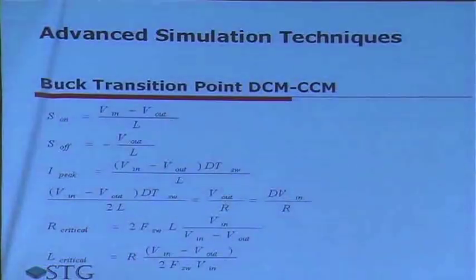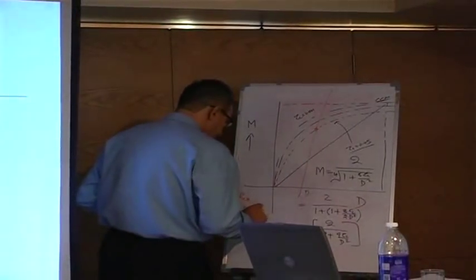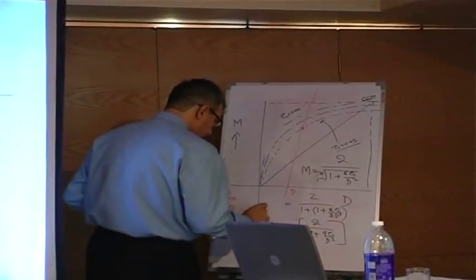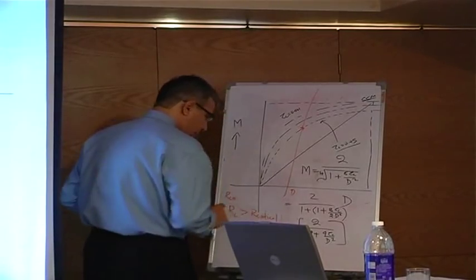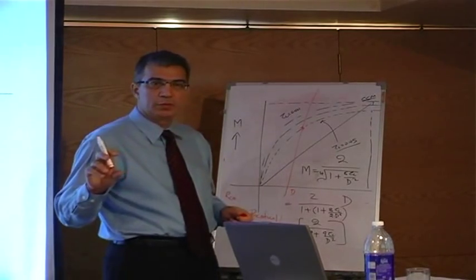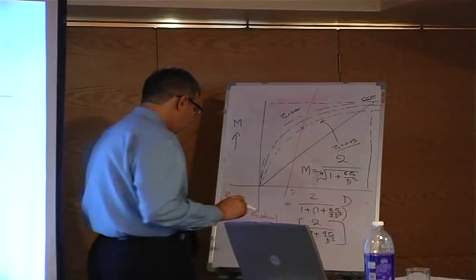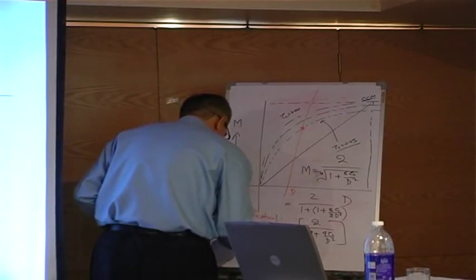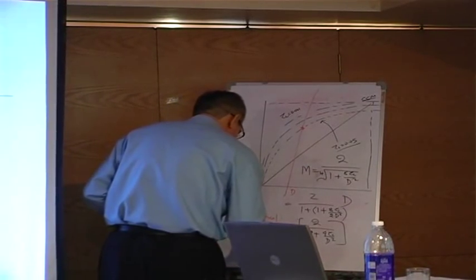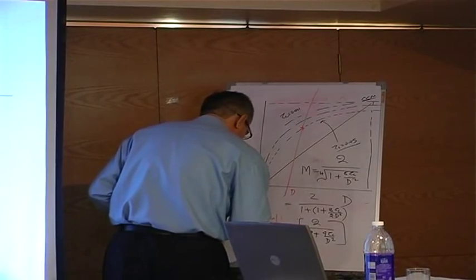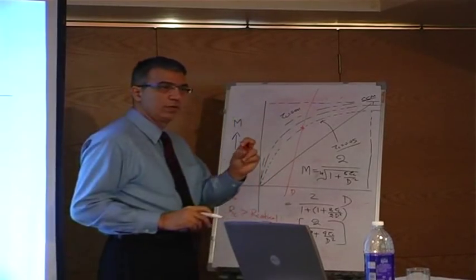Now, what is R critical? R critical and L critical. That means that if your load, R load, becomes more than R critical, then you're going to go into discontinuous conduction mode. And if the inductor you're designing goes less than L critical, then you're going to go into discontinuous conduction mode.